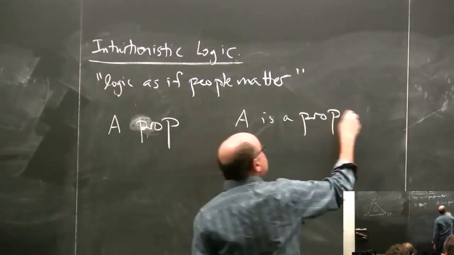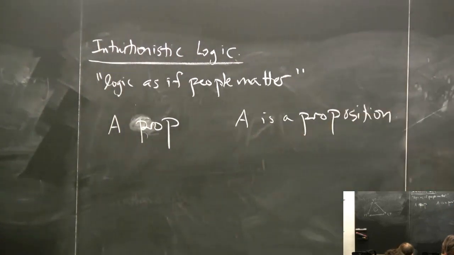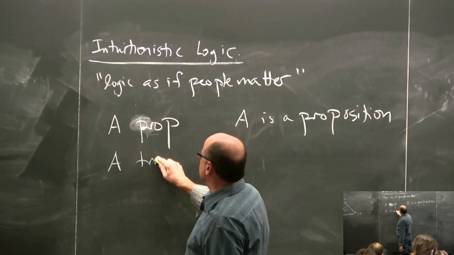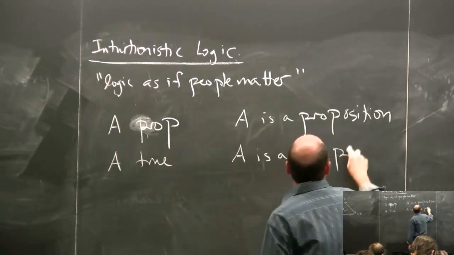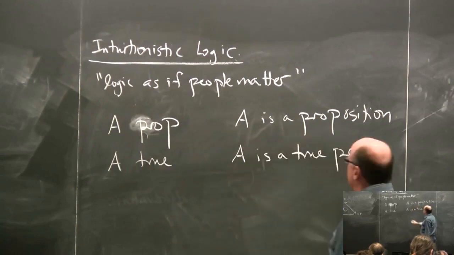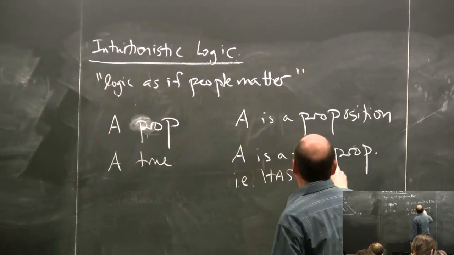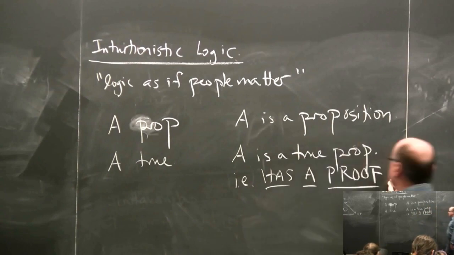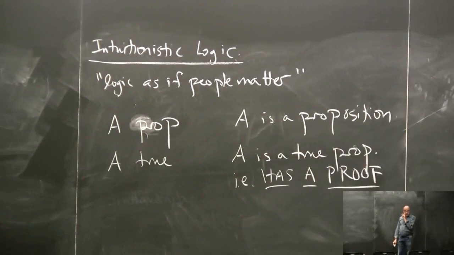So you can think of this as the grammar. That just means I've said something well-formed, that it makes even sense to discuss it. And what does it mean to discuss it? It means to judge that it's true, which is A is a true proposition. And now the as-people-matter part is, which means it has a proof. This is the important idea.